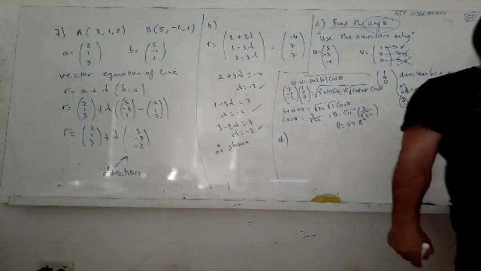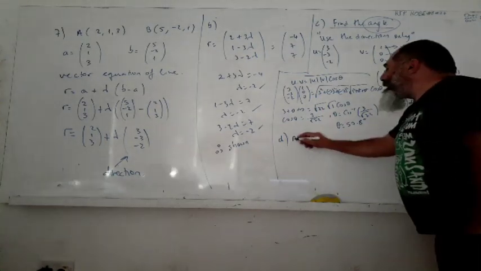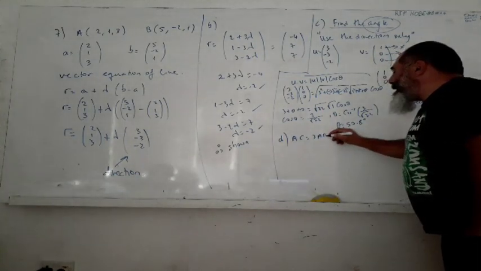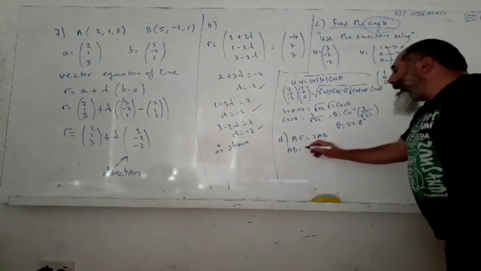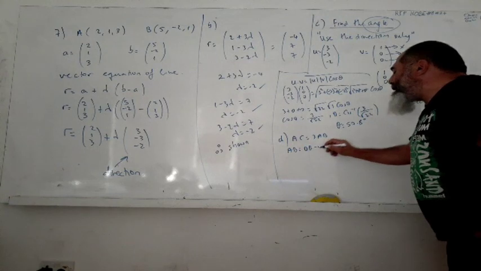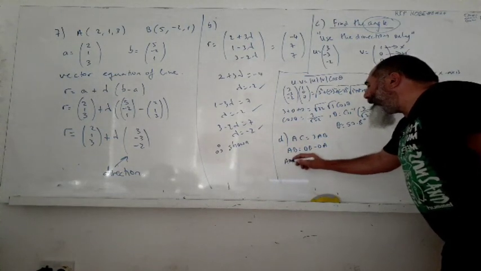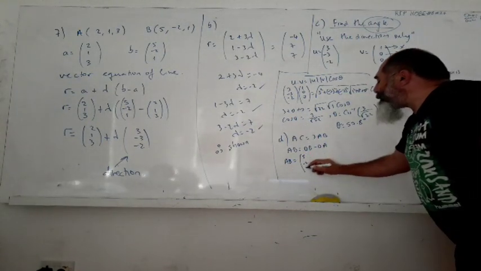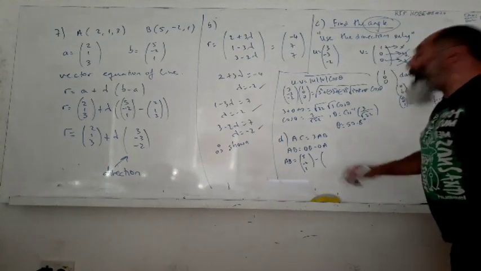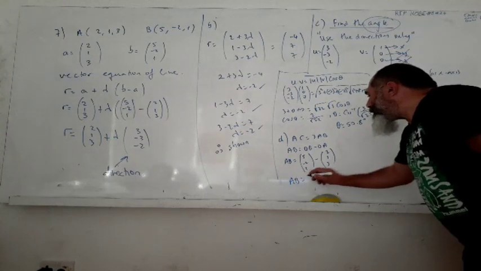The point C lies on L such that AC is 3AB. Here, what is AB? How can we find AB? AB is equal to OB minus OA, second minus the first one. So AB is going to be 5 minus 2, 1 minus 1, 2 minus 3. So AB is equal to 3, 0, minus 2.